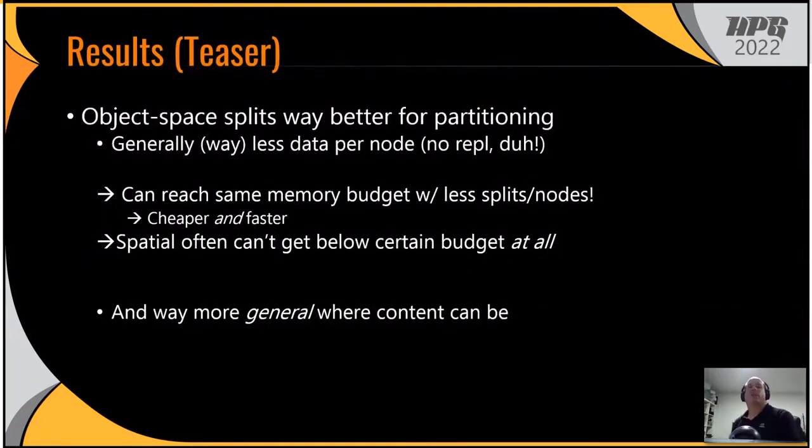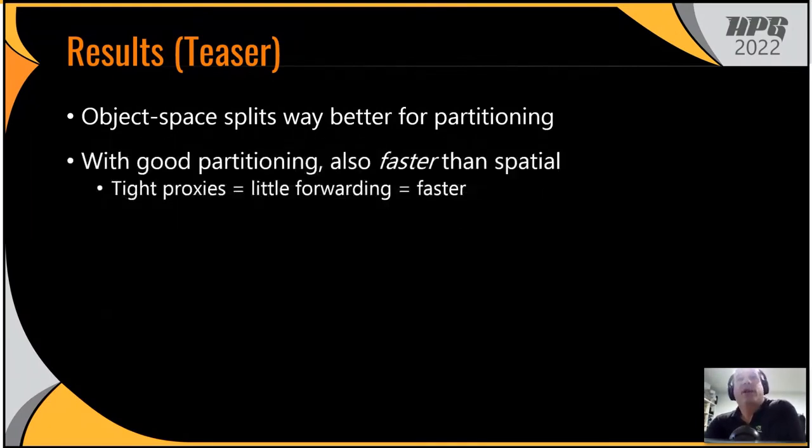Just as a teaser of the results, again, full evaluations in the paper, maybe the most important thing is object space splits are way better for partitioning this kind of model data. You generally have much less data per node for a given number of splits that you have. And that means you can reach the same memory budget faster. And very often we can reach memory budgets that with spatial we just can't get at all, just because we have so much replication going on. It's also a way more general way of representing context, because you could move things around and that's fine. The boxes already overlap. It doesn't matter if they overlap more. So that is an important thing.